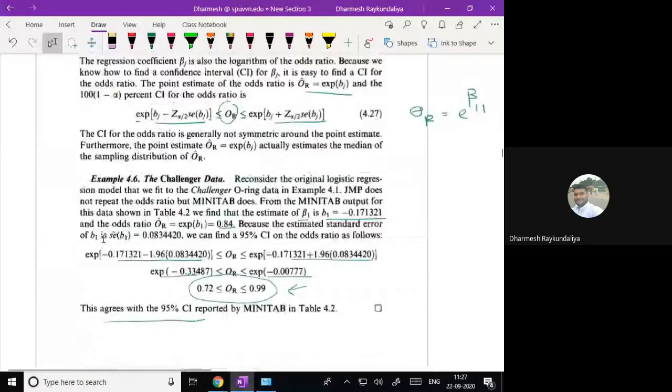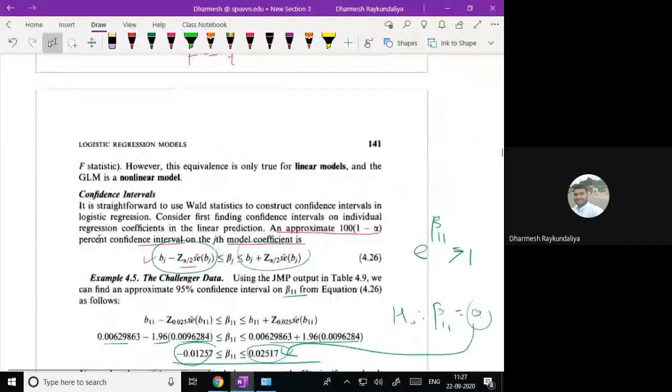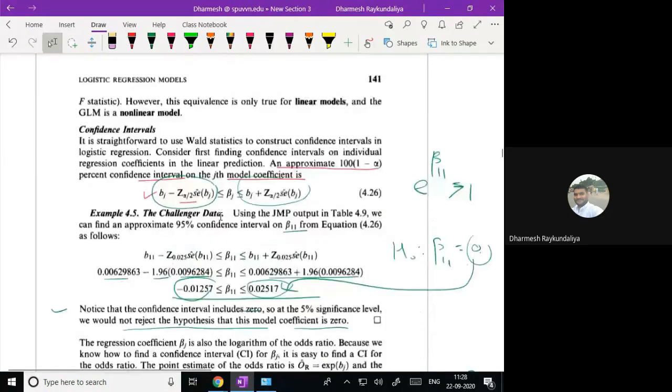Up to here clear, everyone? It's very simple. Estimate plus or minus test statistic times the standard error of the estimate gives the confidence interval. And when you are trying to find the confidence interval of the odds ratio, we know how to calculate the odds ratio: it is e to the power of the estimate of the regression coefficient. Similarly, e to the power of the lower bound of the regression coefficient gives the lower bound for the odds ratio, and e to the power of the upper bound of the regression coefficient gives the upper bound of the odds ratio. Once we know all the values, we just substitute and get the result.